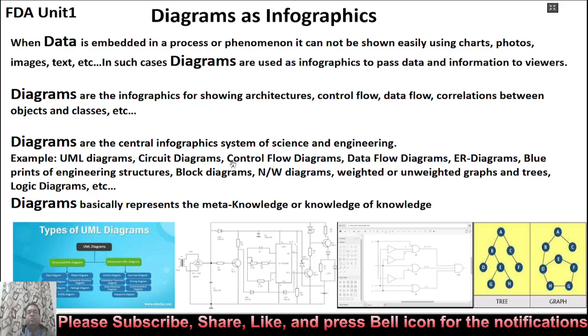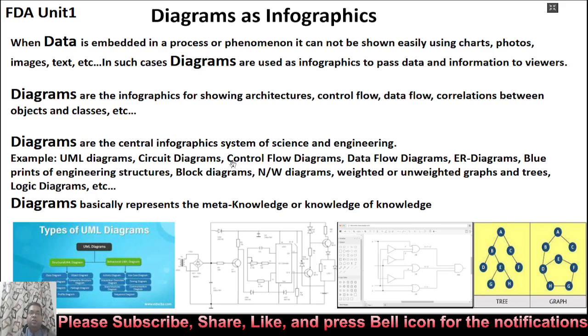So when data is embedded in a process or phenomena, and you can't divide this data from the phenomena, you have to show it using the phenomena. There it is not easy to show them using charts or photos, images, or text, and there comes diagrams in a picture. Diagram as an infographic.